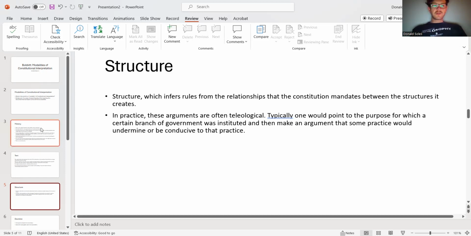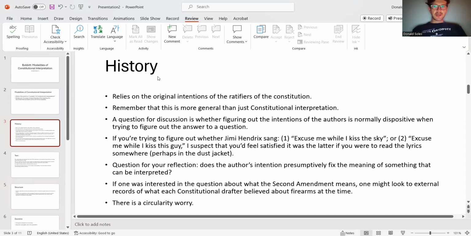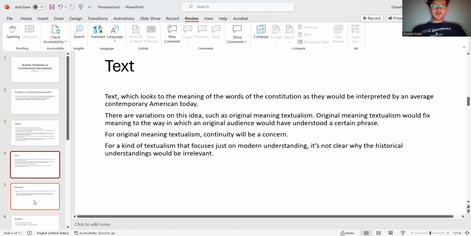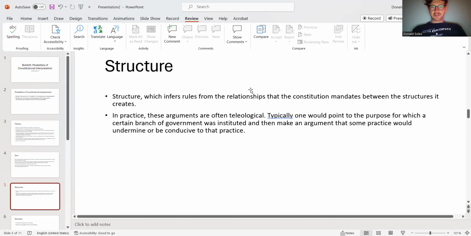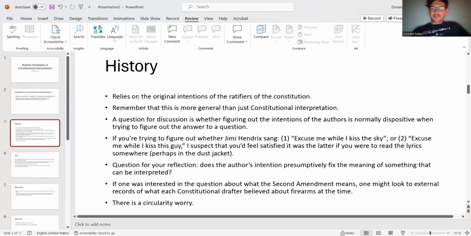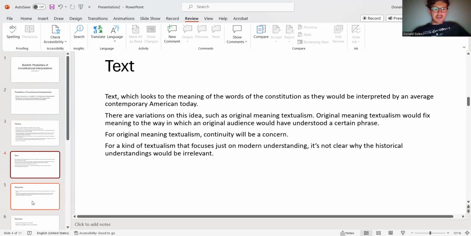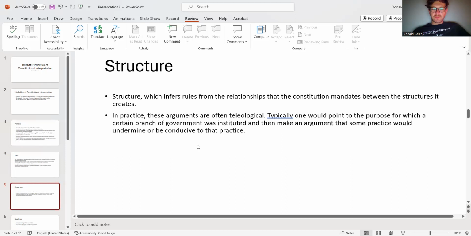Now, one who accepts a historical kind of modality, or a textual modality, or a structural modality, one who accepts these three kinds of argument is called a strict constructionist. Some figures historically in the court have held to this kind of hierarchy. Typically, one would look to first the author's intention, and if that's unavailable, then to the text. And then lastly, they would make these arguments from the structure of the government. And if you accept only these three forms of government interpretation, then you'd be a strict constructionist.